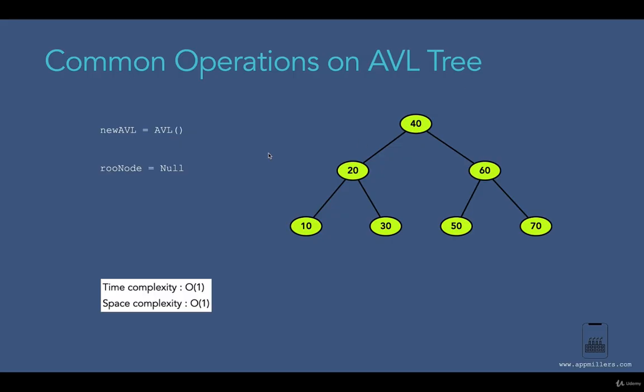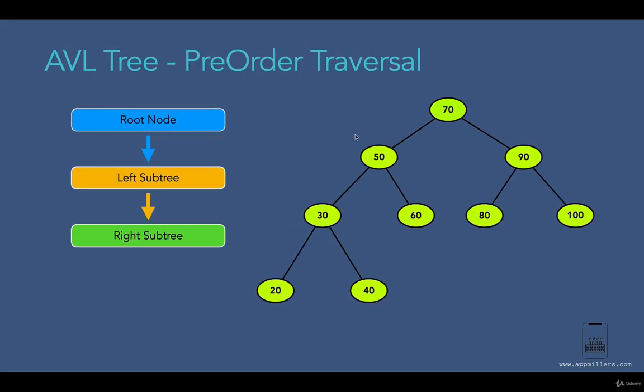Now the next operation is traversing of AVL tree. Now we know that when we are traversing through a binary search tree, we have four types of traversals: pre-order traversal, post-order traversal, in-order traversal, and level-order traversal. So in case of AVL tree, we have same traversals over here. So let's quickly recap them here as well. So the first traversal is pre-order traversal. So in case of pre-order traversal, first we are visiting root node, then we are visiting left subtree, then we are visiting right subtree. So we have discussed the details of this traversal in binary search tree section.